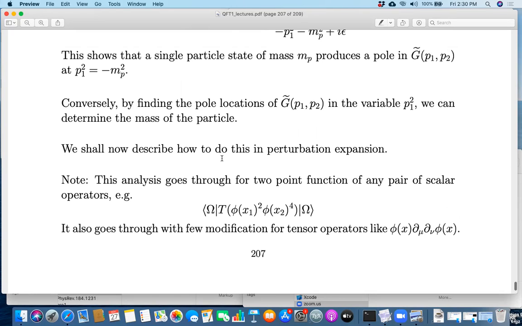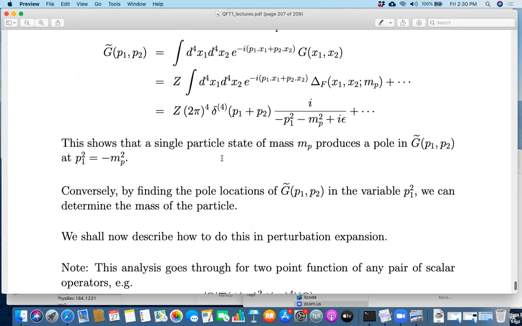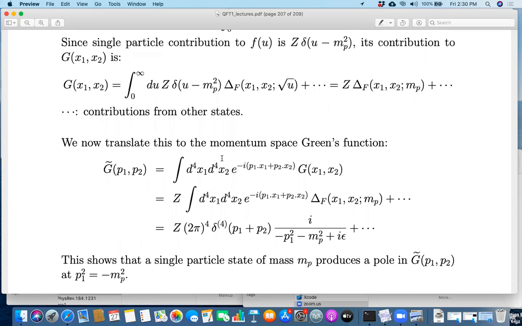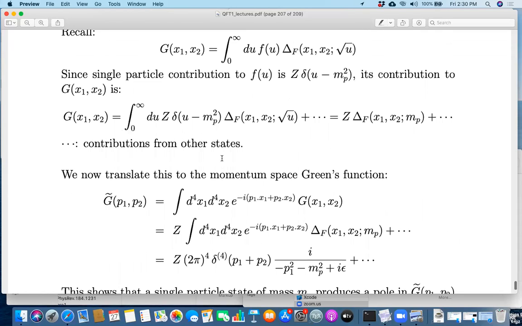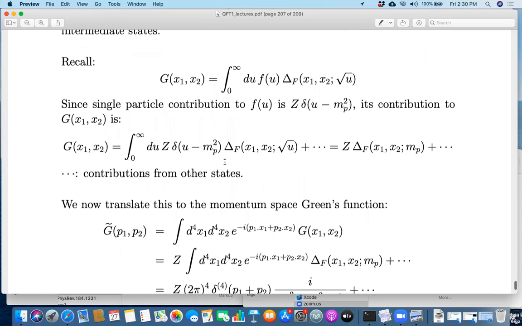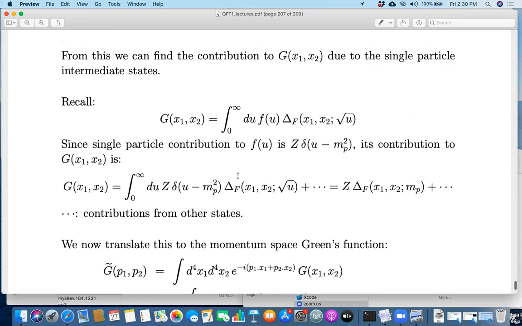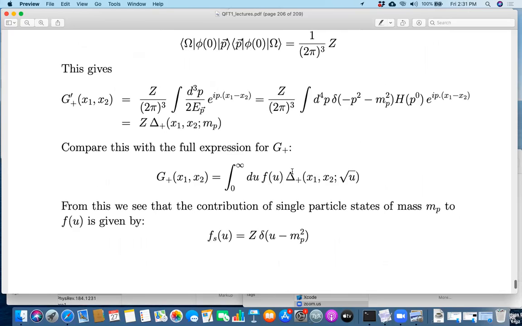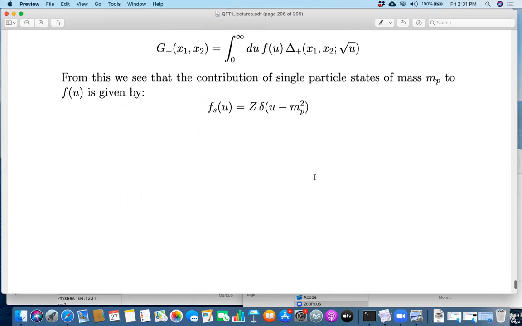Would the order of the pole remain the same? Yes, the order of the pole remains the same because there is nothing here. You see, it will remain the same. Why? Let me explain that. The pole came because, see this relation: the fact that it was 1 over p square plus m square came from here, or came from a delta function, right?